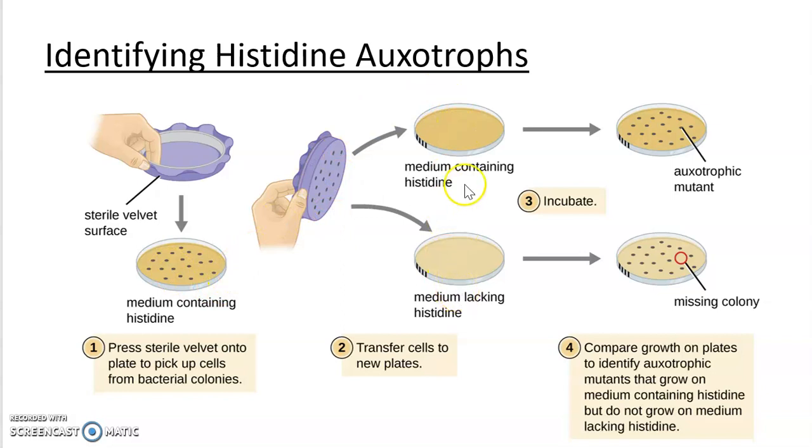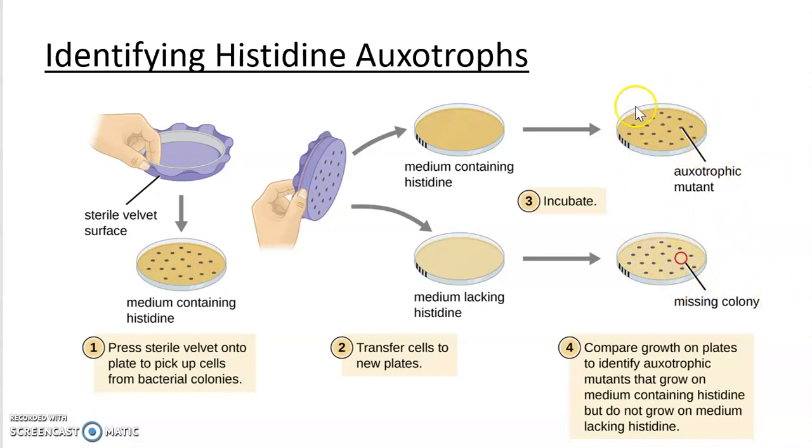You stamp it onto some media here that contains histidine, and then you replica plate it, or stamp it, onto some media that is your defined media that is lacking histidine. And then you let these plates incubate and you compare the pattern of growth on both of these plates here. And if you look closely at this, you can see there is one little spot right there where this colony is missing.